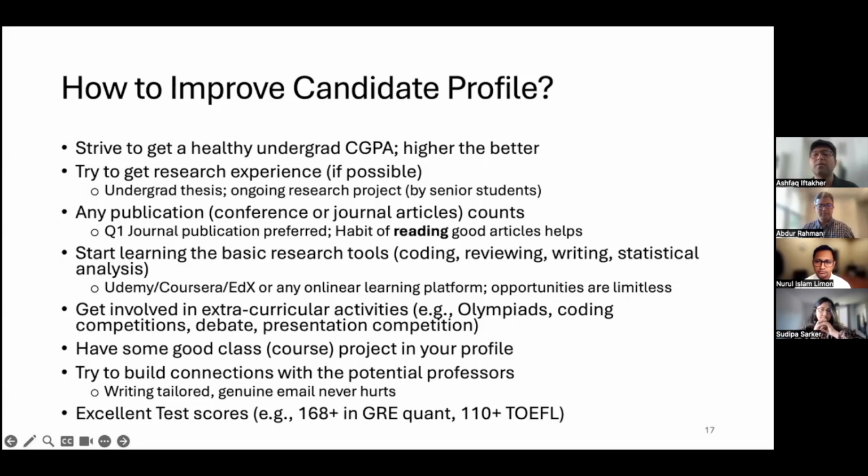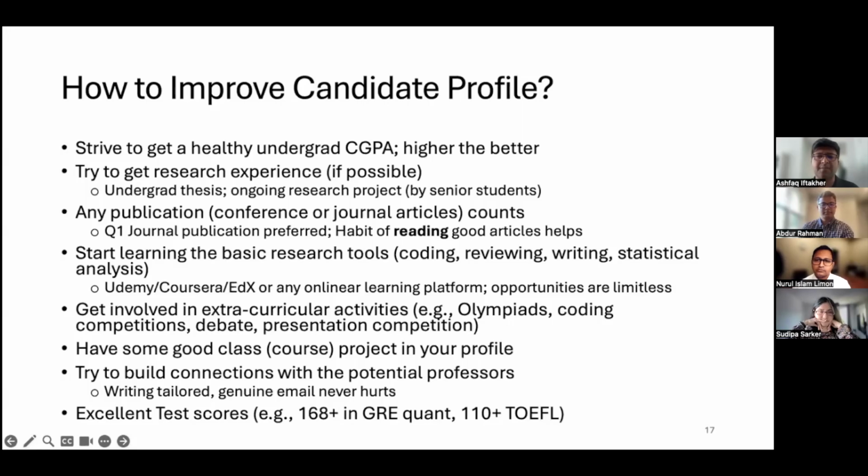Usually, if you want to pursue a PhD right after undergrad, this undergrad thesis is most likely the only research option that you will have. So you need to be able to do something so that you can talk about it, right? What you have learned, what the hypothesis in your thesis was, what experiments you conducted, and what the outcomes were.